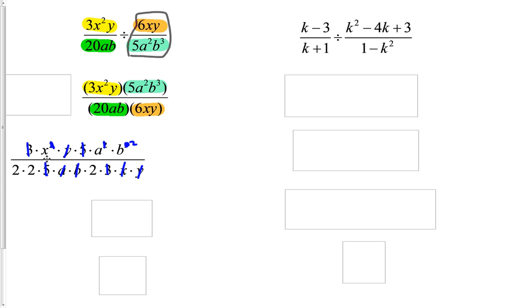So on the top we're going to have xab, or well, xab squared, don't forget about that, depending on how you write your own notation. And in the denominator, 2 times 2 times 2.